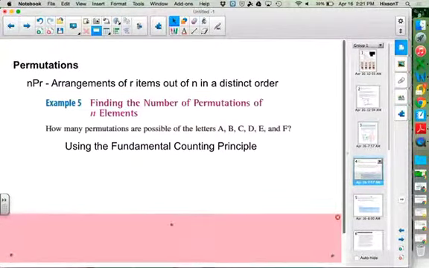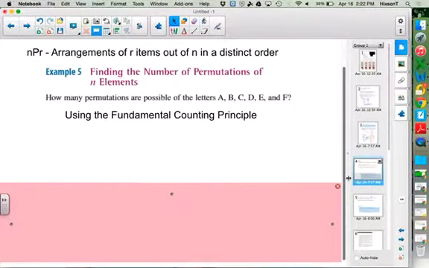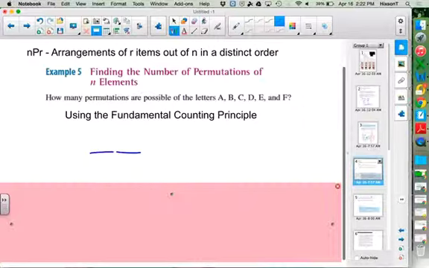So let's talk about this first of all. Let's say that we have n items, and we want to arrange all of them. In this case, we have 6 letters of the alphabet, A, B, C, D, E, and F. We want to arrange them all in order. So 1, 2, 3, 4, 5, 6. There's 6 slots that we need to fill, one with each letter.